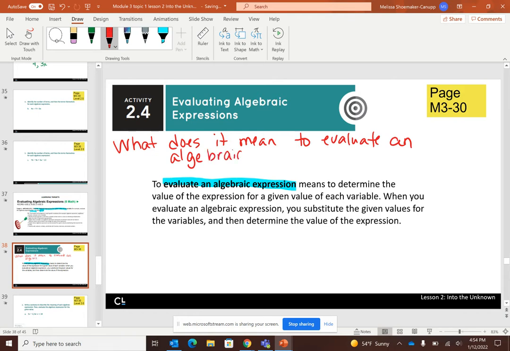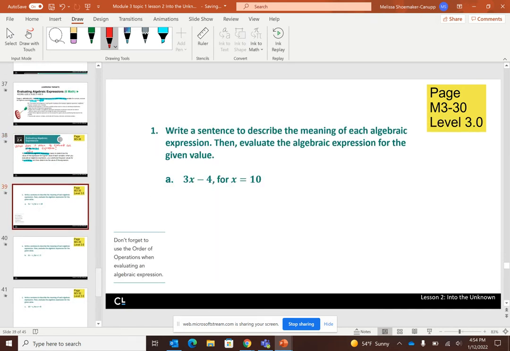Now, you might remember that we already learned what it meant to evaluate a numeric expression, and that was simply to solve the math using the order of operations. The only difference is we have this word algebraic, which means there's going to be a variable or a letter in there. Okay, so evaluate means to solve. You're just going to solve it. So you've got to think about those order of operations. You have all the foundation skills you need.